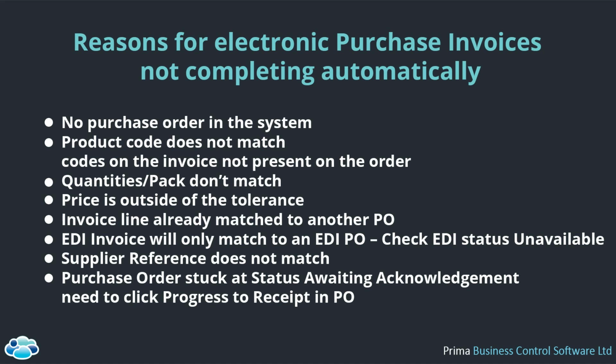Price outside the tolerance. So there's a default tolerance. I believe it's 10 pence, set in the admin area, and you can define what that tolerance is. So if you receive an invoice line and it's larger than that, then you can check that off against the PO. If it's okay, accept it and pass it through.